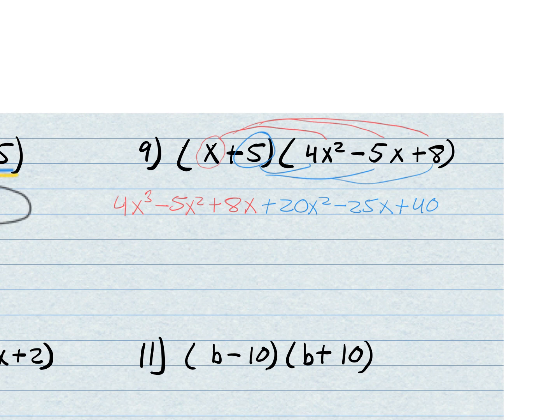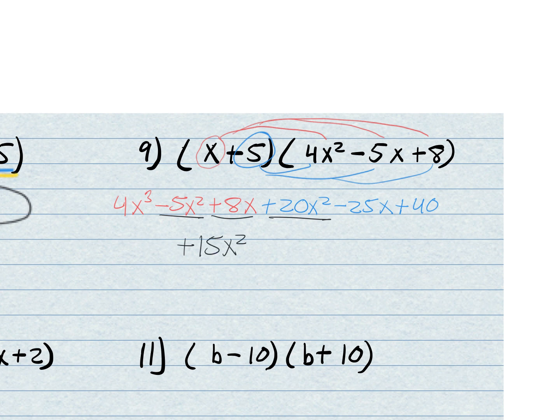All right, and now we can combine like terms. I see a minus 5x squared and a plus 20x squared. So these are like terms. We're going to combine the coefficients. Negative 5 plus 20 is going to give us plus 15x squared.